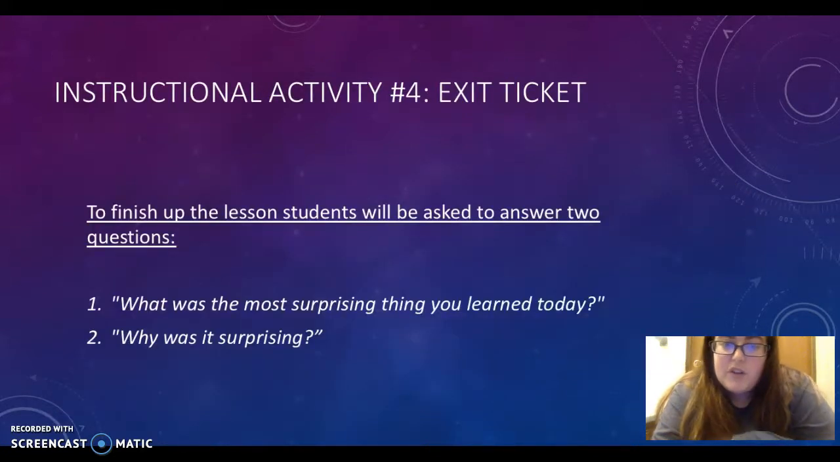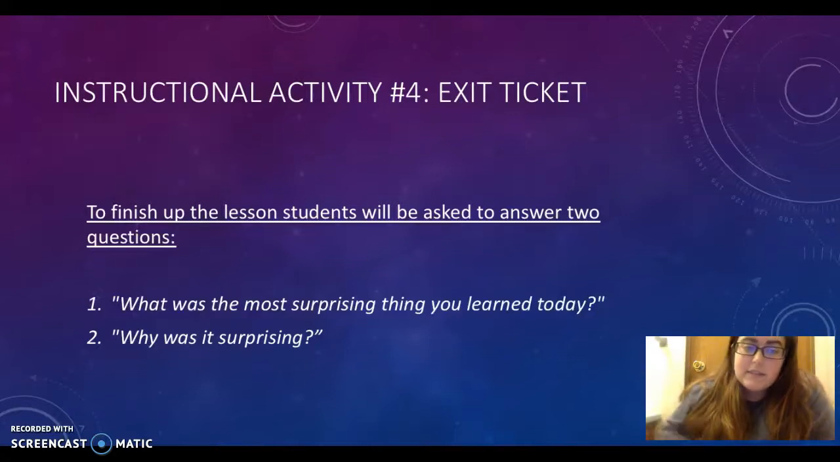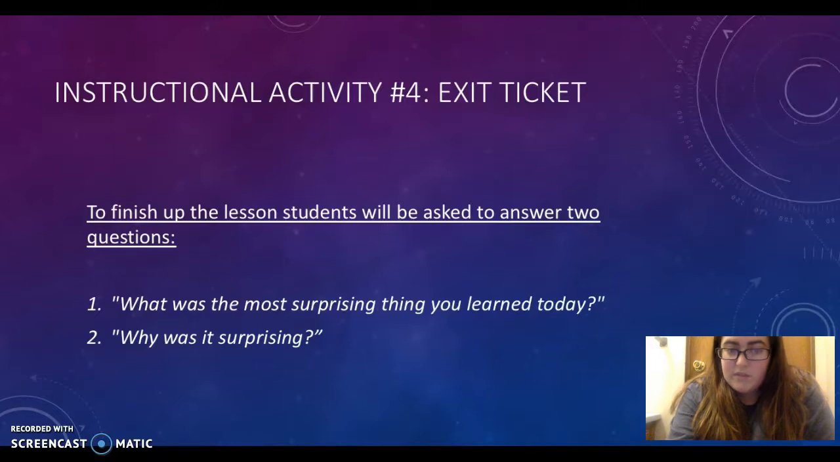So then we'd move to instructional activity number 4, which is the exit ticket. This is how we'd close off the lesson. So I would have students answer these 2 questions, but we would also go to the KWL chart that we started in the beginning of the lesson, and we'd answer the last question, the learning portion. So not only would I have students answer these 2 questions, what was the most surprising thing you learned today, and why was it surprising, but they would also explain what they had learned.